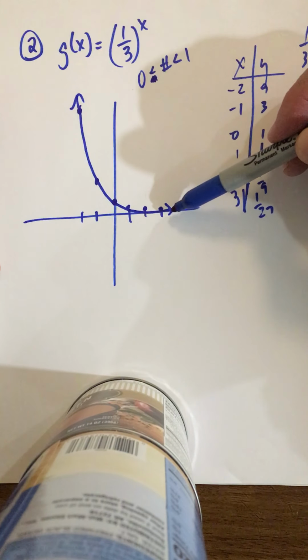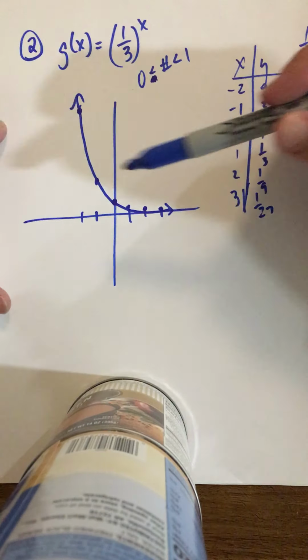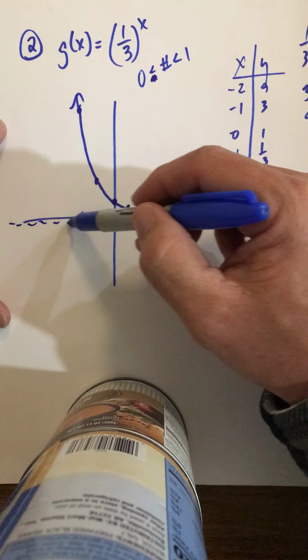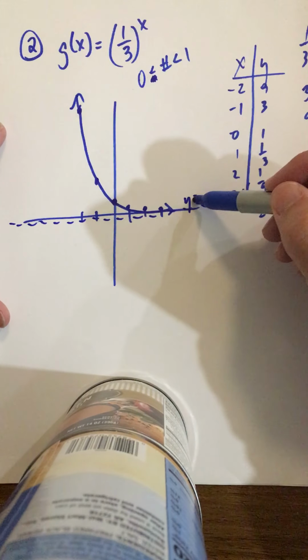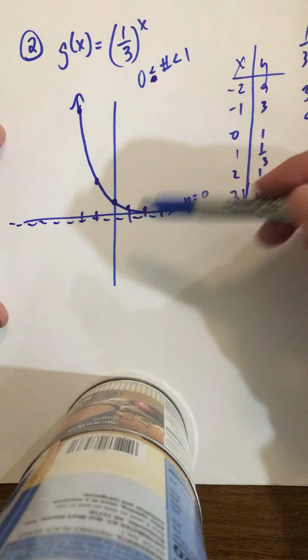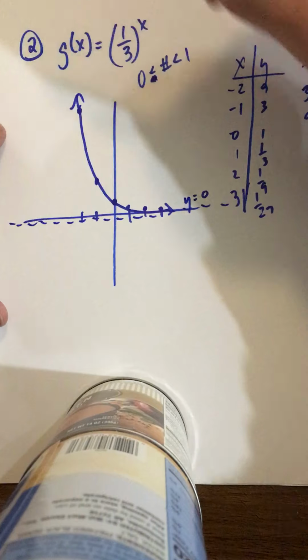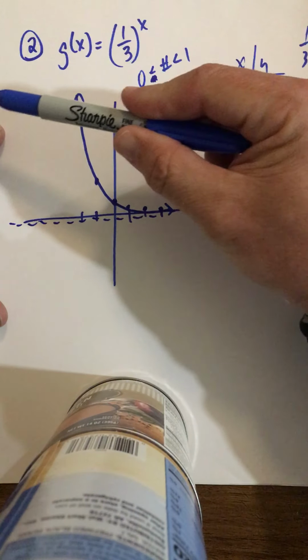Now, it will never touch 0. It'll get really close, but it'll never touch 0. So it's like it has a horizontal asymptote on the axis at y equals 0, okay? Now, there is no vertical asymptote here. This thing is going to keep going. It's going to keep going up and out, up and out.